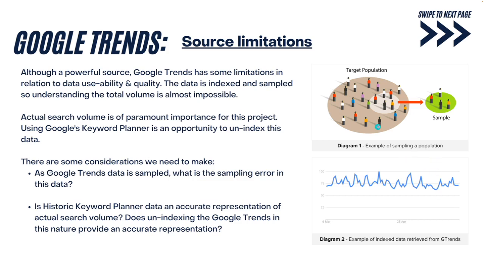If we think about the image on the right here, we can think about the target population being all of the different searches for a given word ever within the time frame you defined, and the sample is just taking a subset of them to get an idea of the total popularity. So what we want to do here is unindex the data, because we think search volume is vital for understanding the overall market progression and how you're doing within that market, and also make sure that the sampling error we're going to get out of Google Trends is acceptable and we understand it.